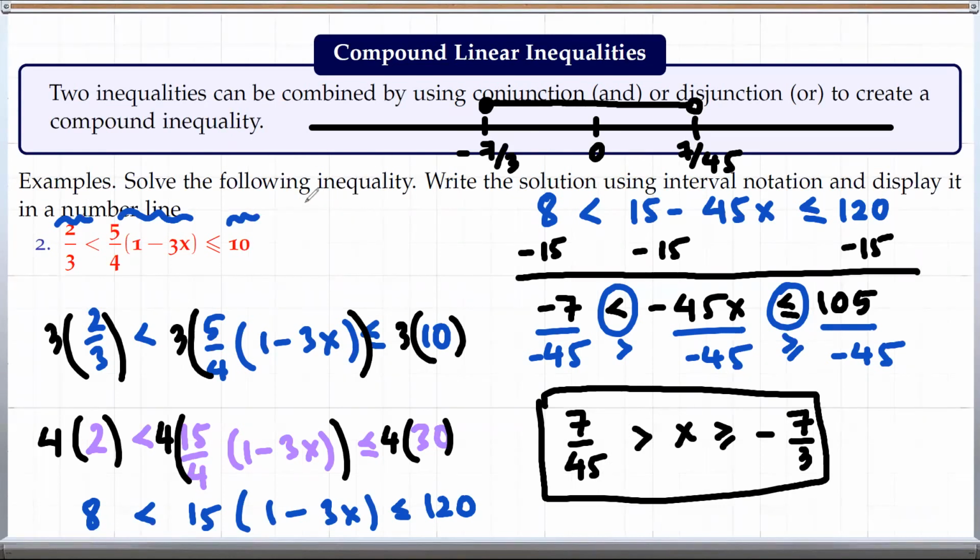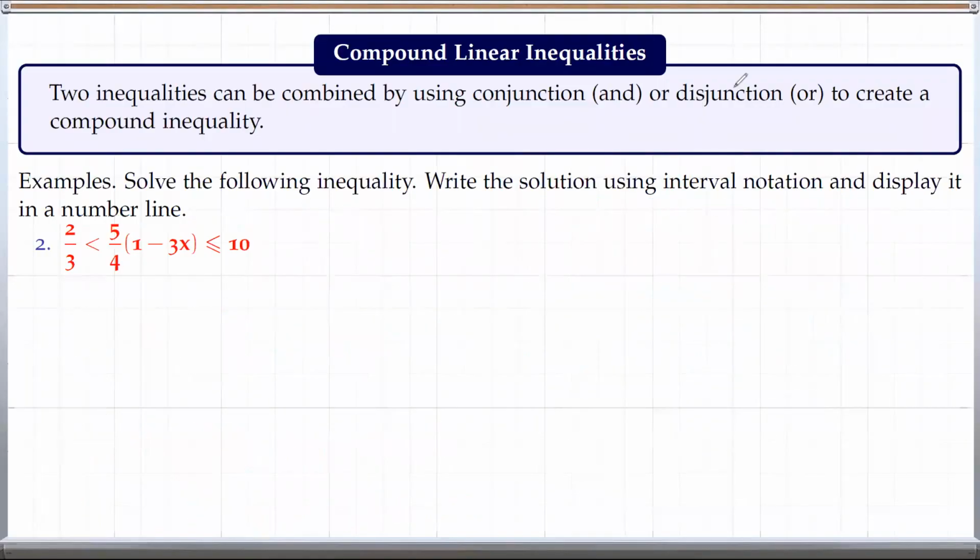So we can include that number, and we cannot include that number because it's strictly less than 7 by 45. So that means the solution, I'm going to write it here, is negative 7 by 3. I'm going to include negative 7 by 3, so we have a square bracket here, and 7 by 45. So this is the solution. So we are done with this example. Let's look at the next one now.